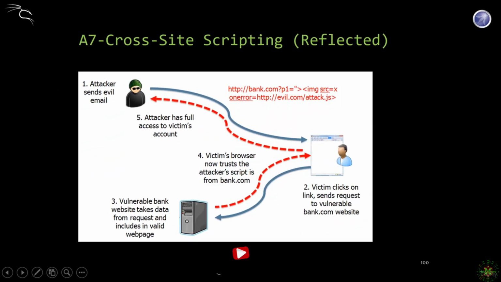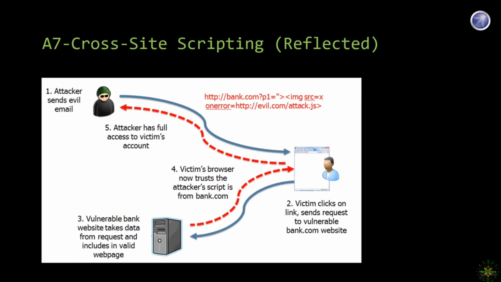In Kali, we have many automated tools that can help us find cross-site scripting problems automatically in our web applications. Let's take an example here for a reflected XSS attack. First, the attacker will send an evil email to the victim after identifying that this domain is vulnerable to cross-site scripting. So this is a legitimate domain, but he attached a JavaScript file to it using this link. The victim receives this link through email, and once he presses on the link, the vulnerable bank application takes the data and includes it in a valid web page. Now the victim's browser trusts the script from this domain, and the attacker has full access to the victim's account.